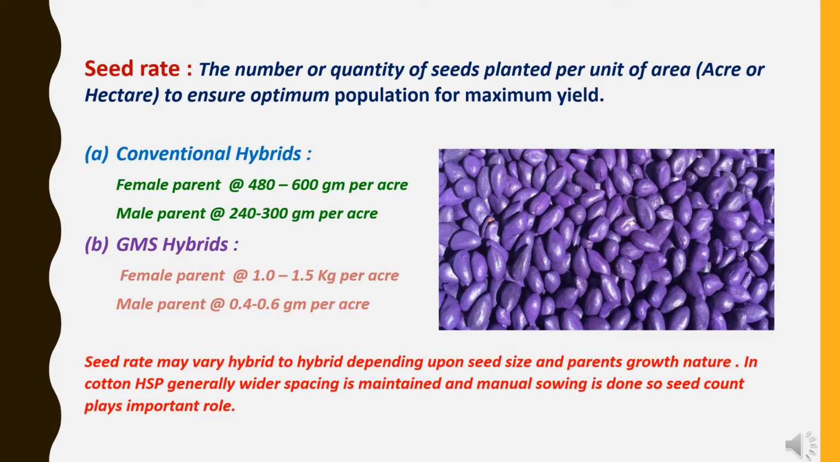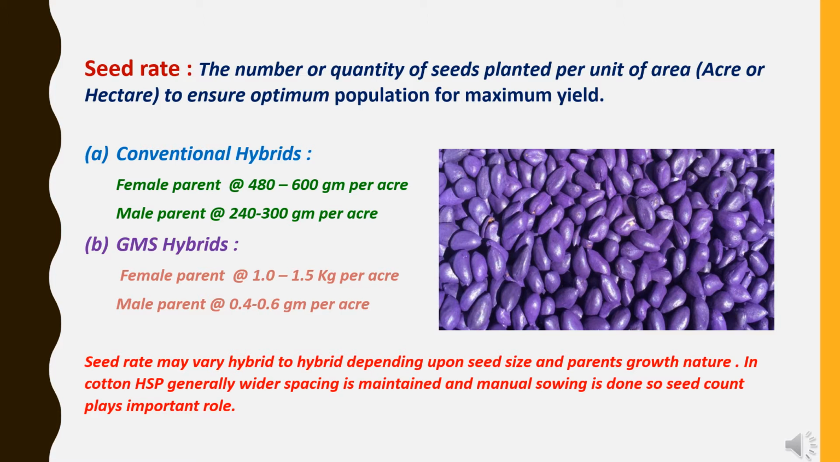In conventional hybrid seed production, the female parent seed rate is 480 to 600 grams per acre, while the male parent seed rate is 240 to 300 grams per acre. In GMS hybrid seed production, the female parent seed rate is 1 kg to 1.5 kg per acre. In the case of GMS hybrids, we go for dense planting because there is 50% roguing. So in advance, we plant a dense population which after roguing will come to normal. And the male parent seed rate should be 400 to 600 grams per acre.